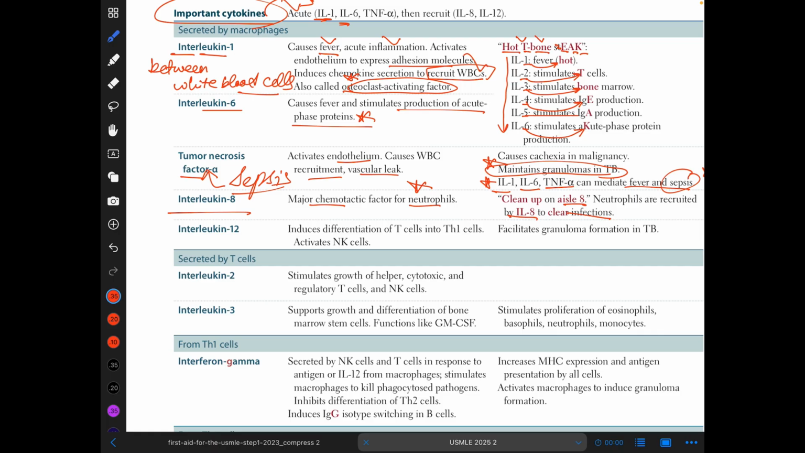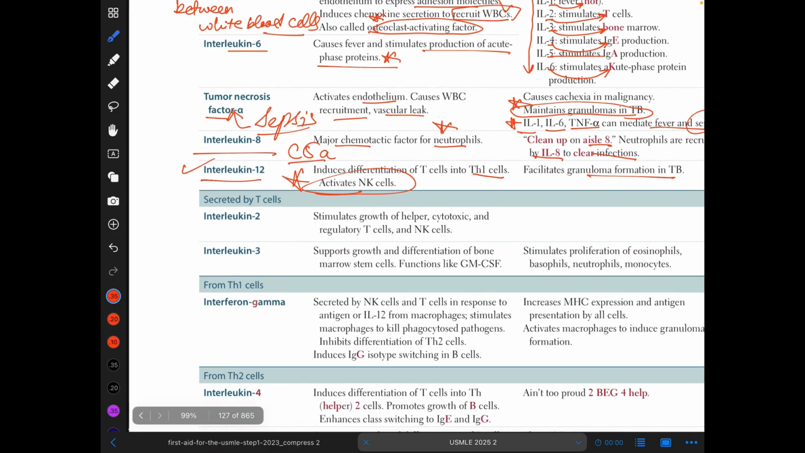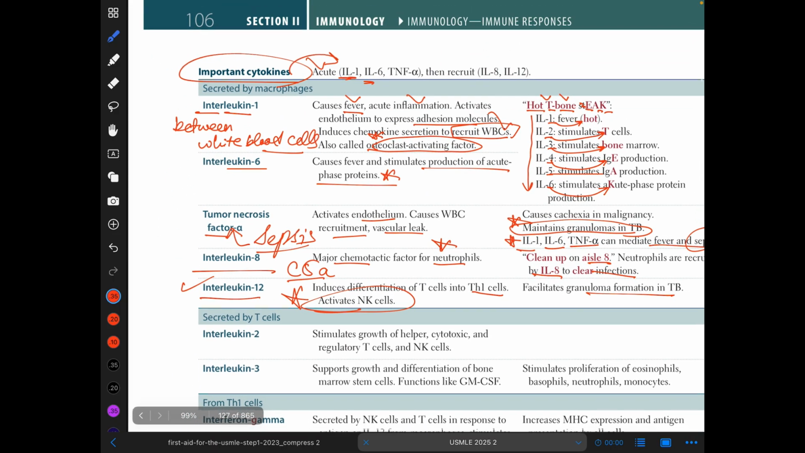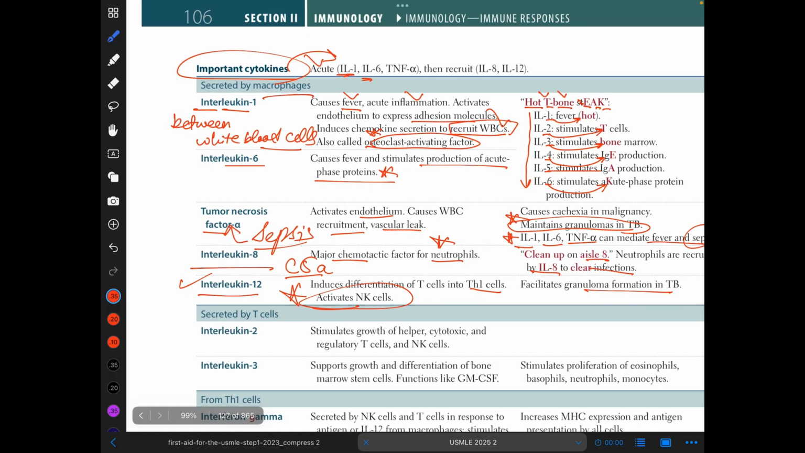You guys also know in the complement system what C5 does. Good. Interleukin 12 induces differentiation of T cells into T helper cell 1 and activates natural killer cells. The important interleukin 12 also facilitates the granuloma formation in TB. And those are all secreted by macrophages: interleukin 1, 6, tumor necrosis factor alpha, interleukin 8, and interleukin 12.